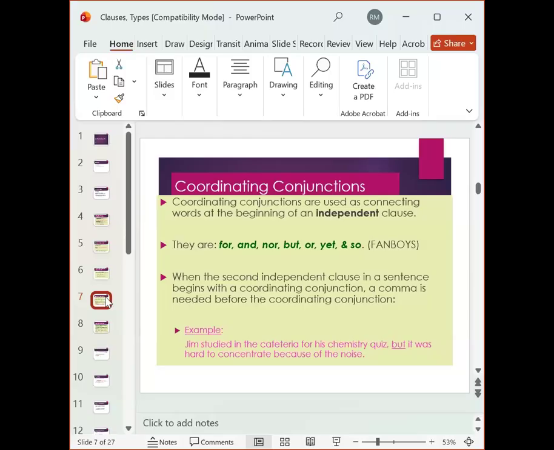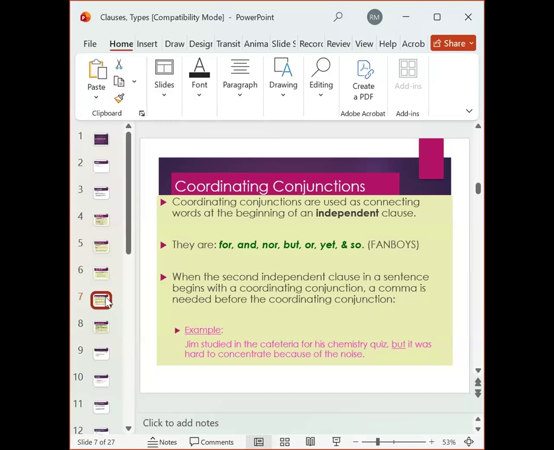Now, when the second independent clause in a sentence begins with a coordinating conjunction, often a comma is needed before the coordinating conjunction, okay? This is a grammatical issue. Some people have expressed that it's not necessary. Other people believe this is American and in British English you don't need a comma. All those arguments are there. But it's still not wrong if you put a comma before the coordinating conjunction. An example of such a sentence is: Jim studied in the cafeteria for his chemistry quiz, but it was hard to concentrate because of the noise.